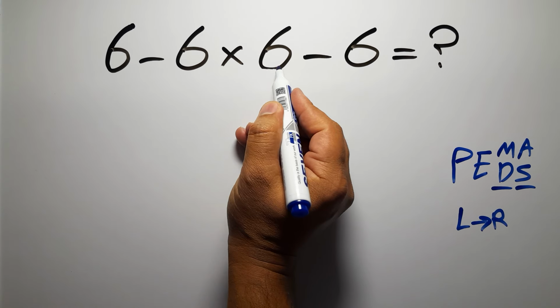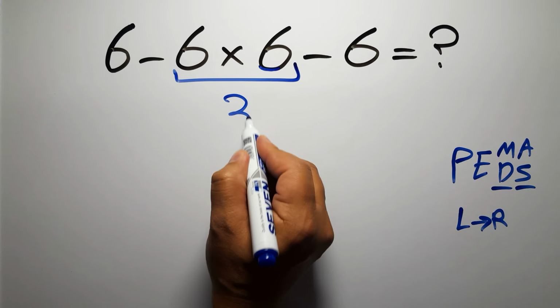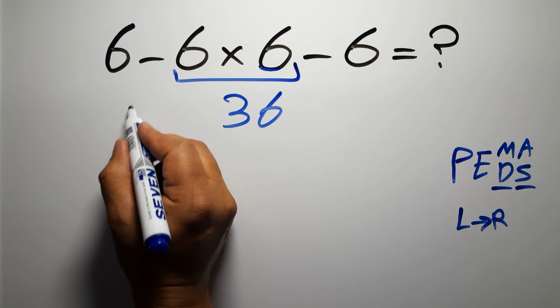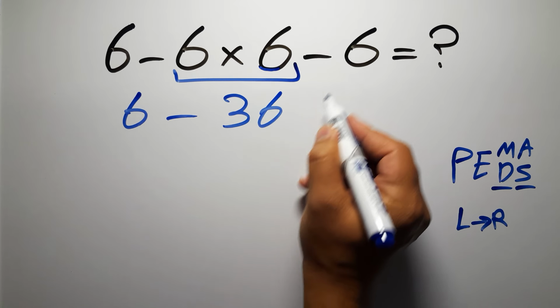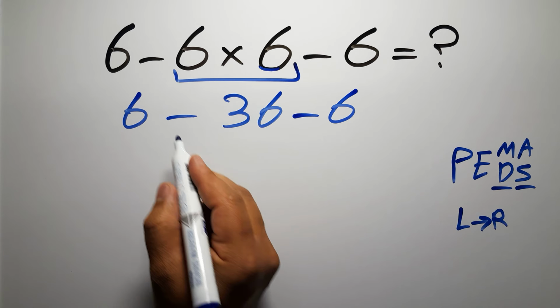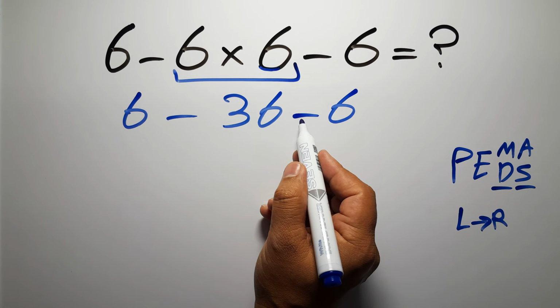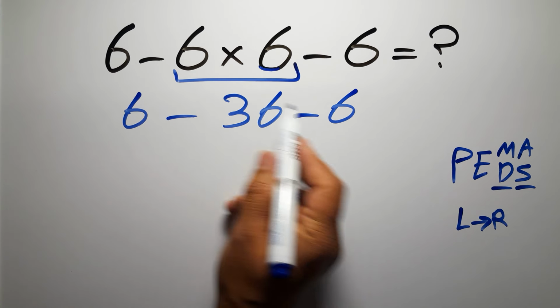So first this multiplication. 6 times 6 gives us 36. So 6 minus 36 and again minus 6. Okay? Now we have 2 subtractions, and when we have more than 1 subtraction in an expression, we have to work from left to right.